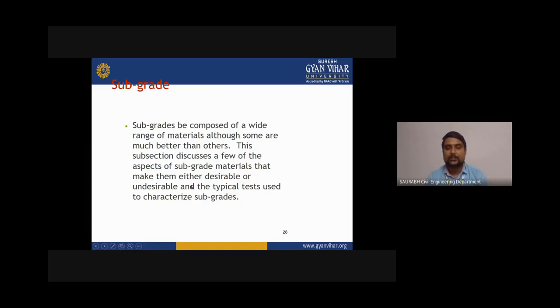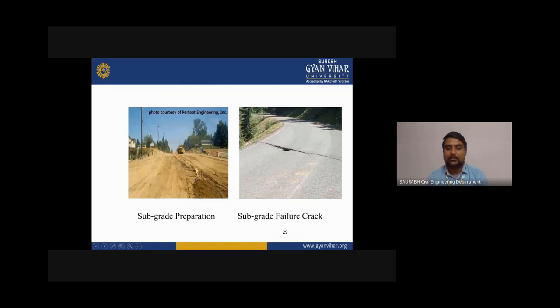This subsection discusses a few of the aspects of subgrade materials that make them either desirable or undesirable and the typical tests used to characterize subgrade. Now this is the photograph of subgrade preparation. As you can see, this is prepared using soil, and this is your failure which is happening due to a defect in the subgrade preparation.